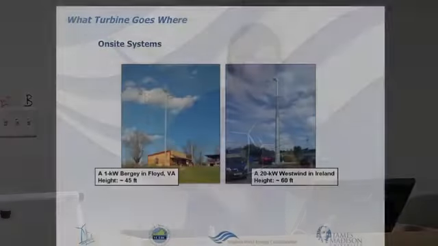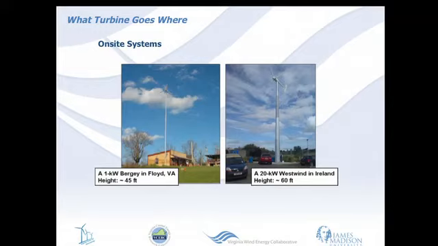So these are just some examples of different systems, to get a perspective of where you might see them. These are just on-site systems. One you would see at a house, a 1 kilowatt Bergey system, probably one of the smaller ones you can get, and a 20 kilowatt in Ireland, on a 60-foot tower. These are obviously in places that are populated, not near buildings or cars. They're big, but not humongous.